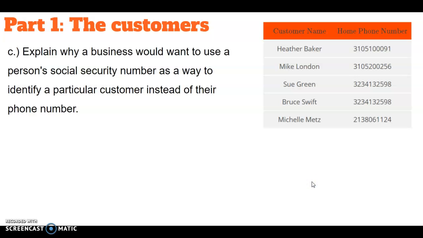So the last part here, it says, explain why a business would want to use a person's social security number as a way to identify a particular customer instead of their phone number. So if you don't know what a social security number is, it's assigned to you at birth, a specific number for insurance, for medical reasons, for a whole bunch of different things. As you get older, your 401k, if you hear about people talking about that kind of thing, is all associated with social security numbers. So do you think it would be easier to have a person's social security number instead of their phone number be associated with them?